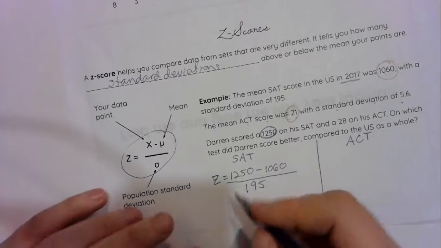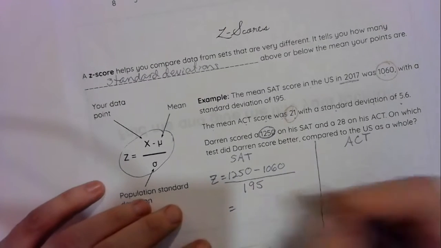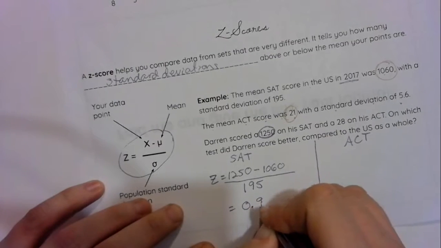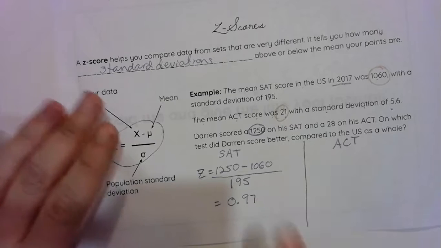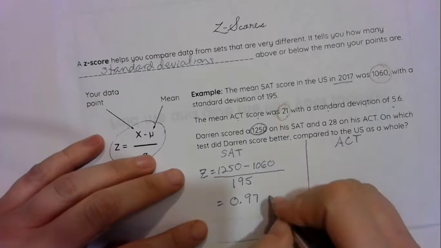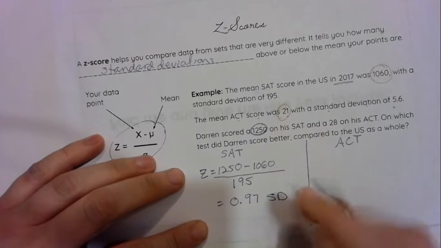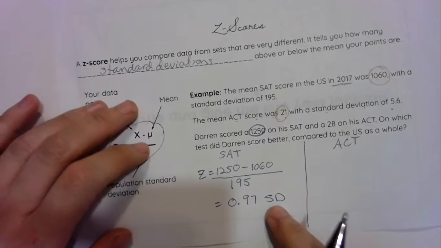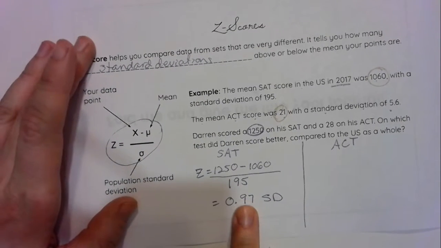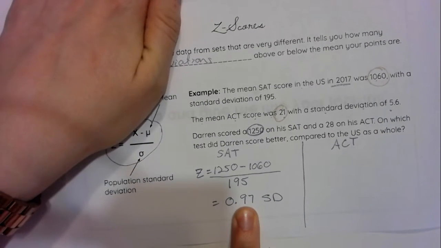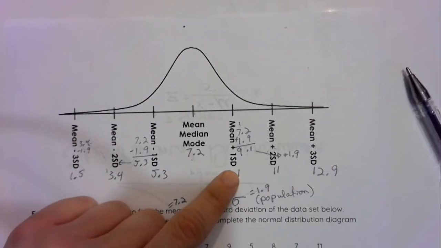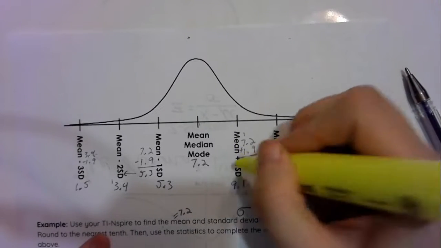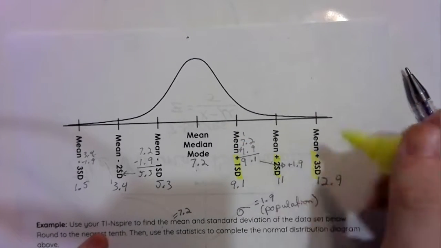Then put that in your calculator. I did it for you already, and you get 0.97. So that's for his SAT. Now here's what that means. This is 0.97 standard deviations above the mean. Remember that number, because I'm going to move my paper. Now, here's 1 standard deviation above the mean. These are your z-scores right here, basically. This is where they fall.